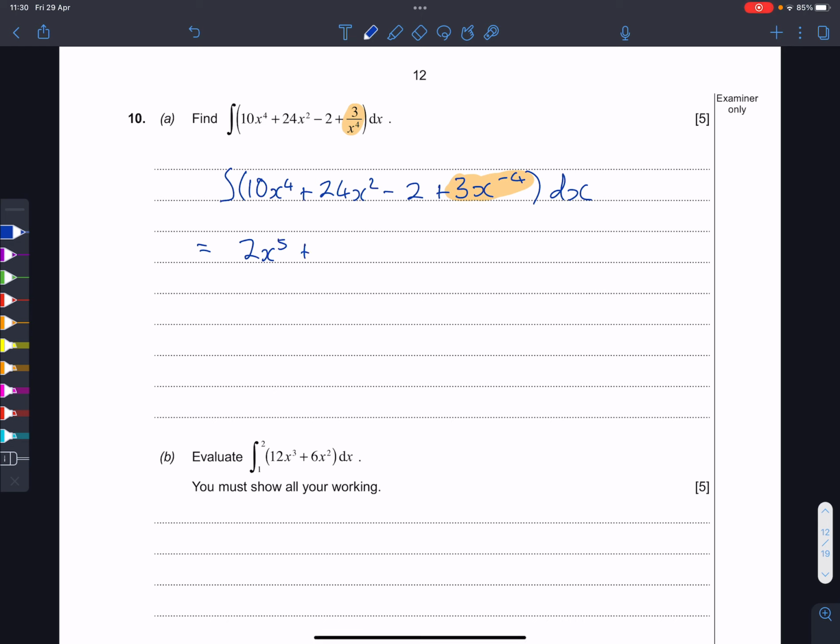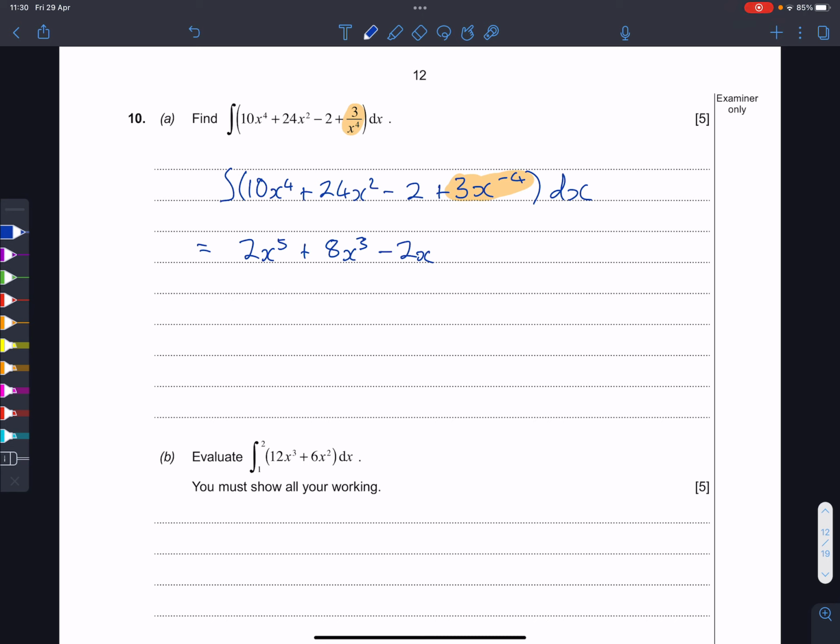Plus, I'm going to have 24 lots of the integral of x squared, which is going to be a third x cubed. Well, 24 lots of a third is going to be 8. So this is going to be 8x cubed. Minus 2, any constant integrates to that number of x's.